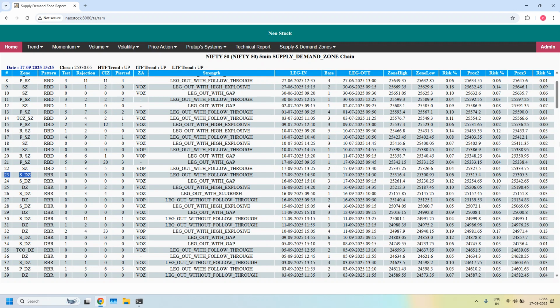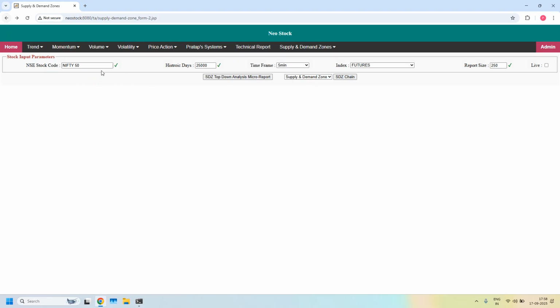Next, I will be generating a BANKNIFTY supply demand zone chain. I am going back, changing the name to NIFTY Bank. That is nothing but BANKNIFTY. I am generating monthly supply demand zone chain for BANKNIFTY.